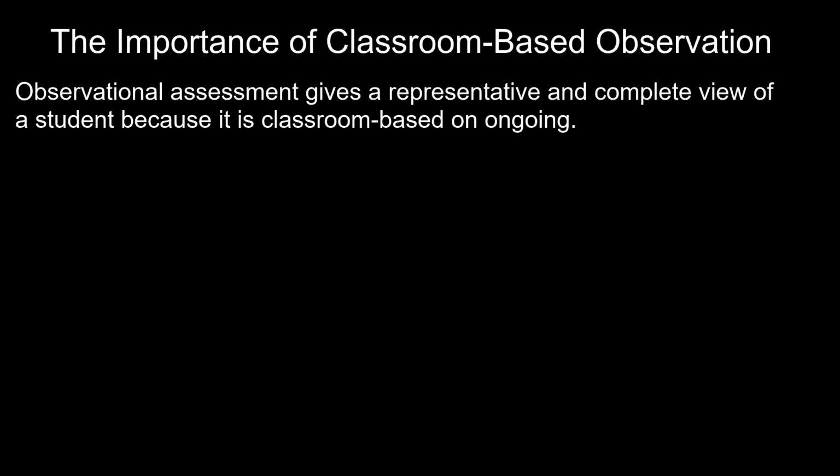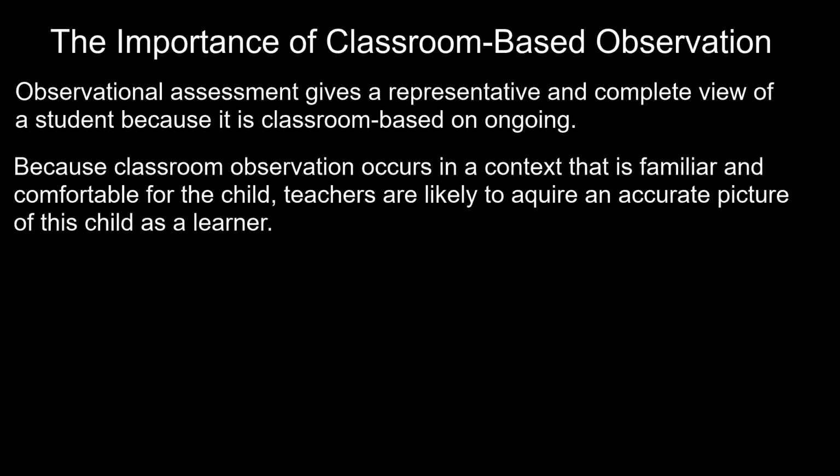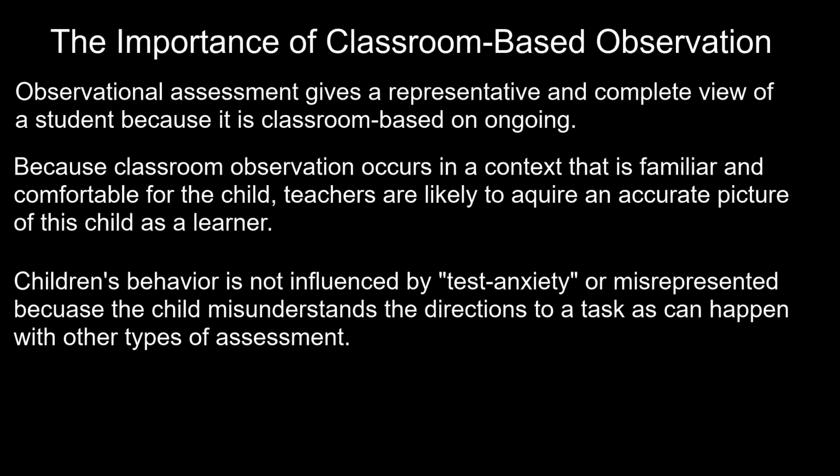Now let's talk about why classroom-based observation is so important. Observational assessment gives a representative and complete view of a student because it is classroom-based and ongoing. Because classroom observation occurs in a context that is familiar and comfortable for the child, teachers are likely to acquire an accurate picture of this child as a learner. Children's behavior is not influenced by test anxiety or misrepresented because the child misunderstands the directions to a task, as can happen with other types of assessment.